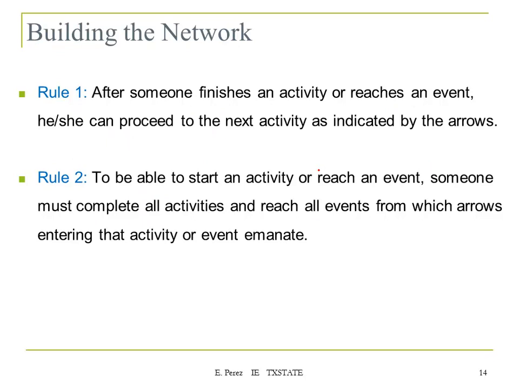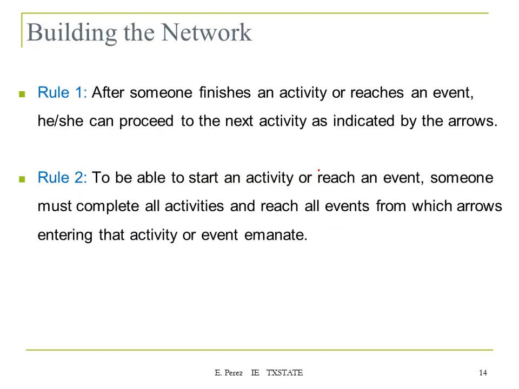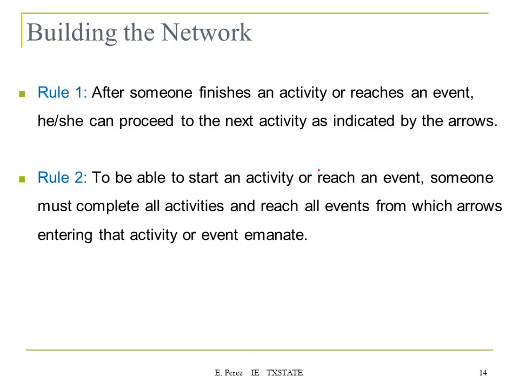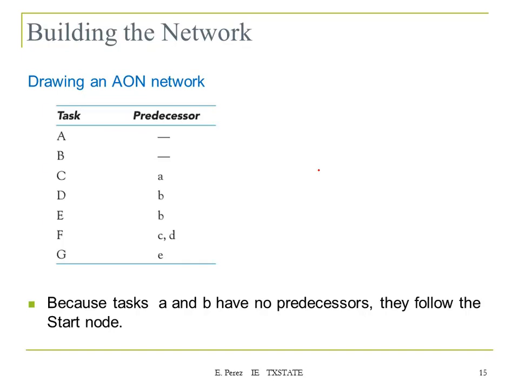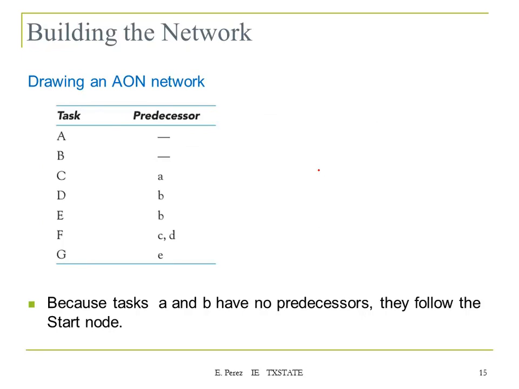Okay, so let's build a network. We're going to start with the AON network. Tasks are shown as a node, and the relationships are shown by the arrows. So we have here a list of activities or tasks. So this is information we're going to have. A, B, C, D, these are my tasks. And we also have the information about the predecessors. So this information is telling us how these tasks are connected.